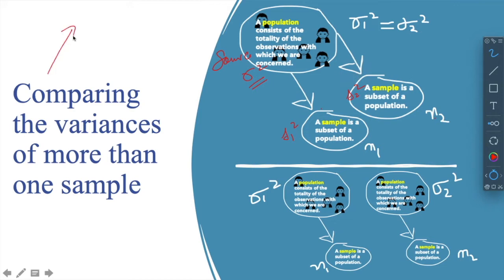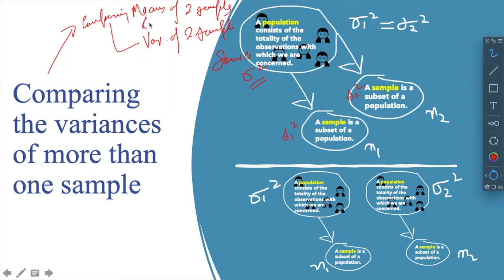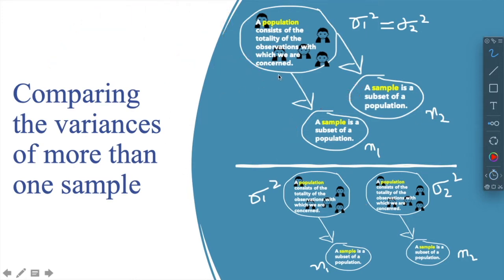There are two types of comparison. One is comparing means of two samples, or comparing variance of two samples. If we have to compare means of two samples, we use the T distribution. If we are comparing variance of two samples, we use the F distribution. So these are the differences. Here we are considering F distribution. So certain questions we can answer using the F distribution: whether both the samples belong to the same source, or both the samples are taken out from sources which have similar properties.